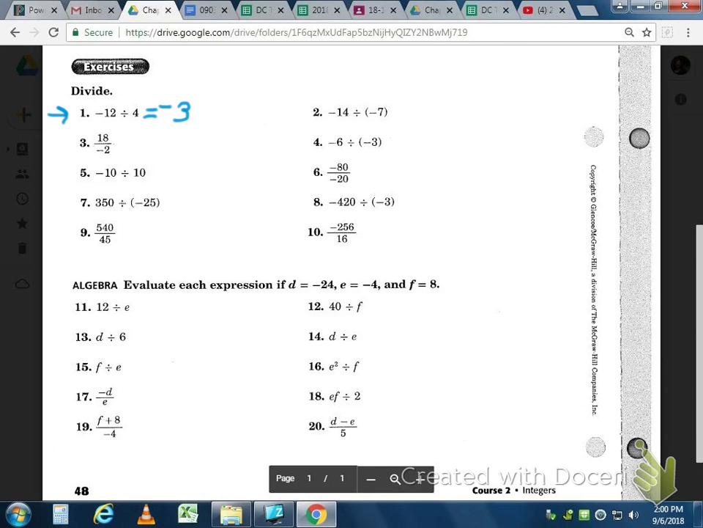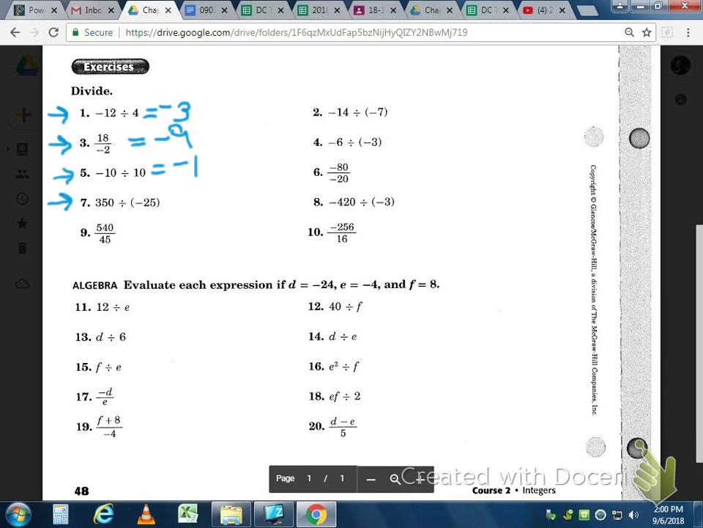Okay, number 3. 18 divided by negative 2. Daniel, what do you think? So it's a positive divided by a negative. Negative 9. Okay, negative 10 divided by 10. Reese? Negative 1.